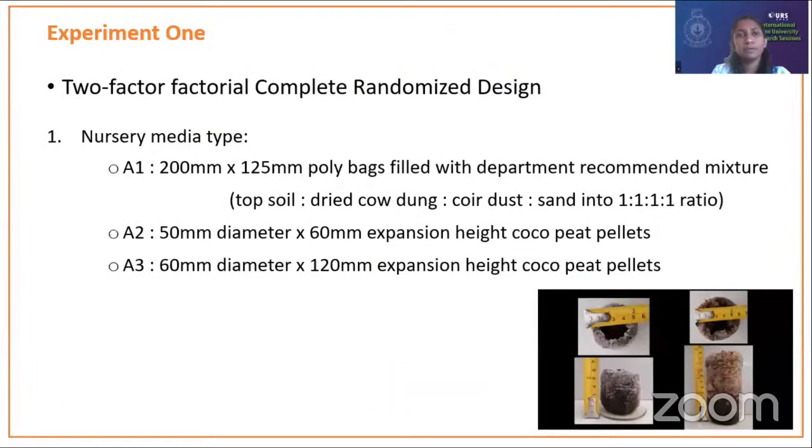Experiment 1. A 2-factor completely randomized design was used. There were two factors. Factor 1 is the nursery media type. Here there were 3 levels. A1 is a 200 by 120 mm size polybag filled with the department-recommended nursery mixture. A2 is a 50 by 60 mm size cocoa peat pellet. A3 is a 60 by 120 mm size cocoa peat pellet.